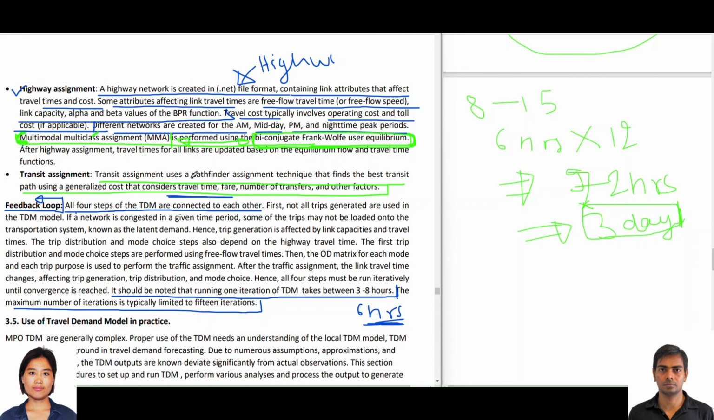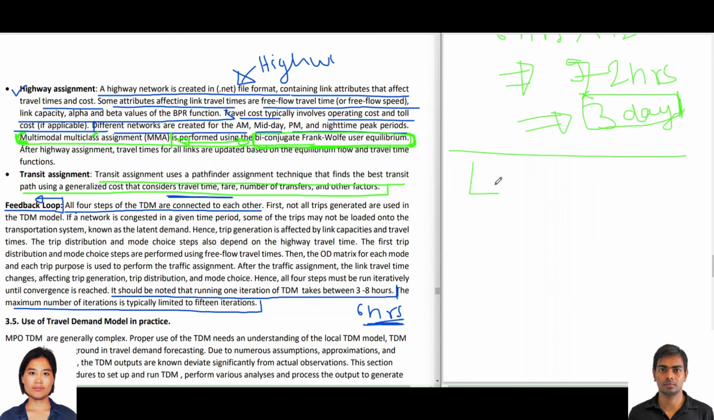So at the end, we get the link flows and link travel time. At the end, what we are looking for is link flow and link travel time. That's all we are looking for. Sometimes we are also looking for OD matrices, the final OD matrix that is assigned. And these are the outputs we look for from the travel demand model.